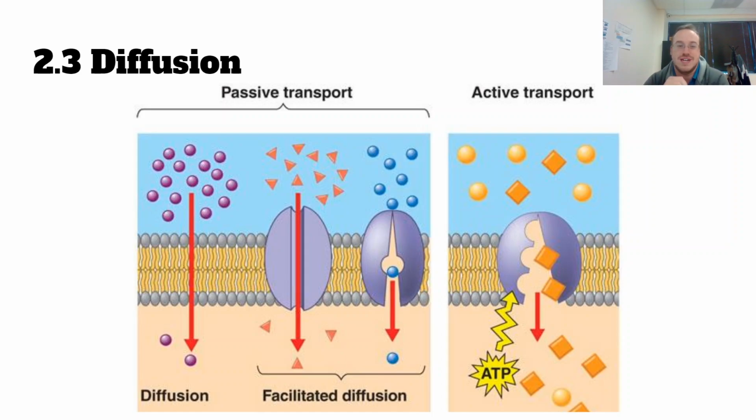So there are a couple of different types of diffusion that we need to talk about. There is simple diffusion, which is what we just covered. A lot of times it's just called diffusion. Then there is facilitated diffusion.